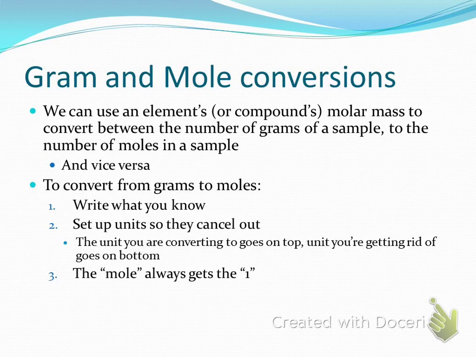This is something that's important here. The mole always gets the 1 in our conversions. Always. Because we're telling how many grams are in 1 mole of that substance. That is our molar mass. So if we look at oxygen, the molar mass of oxygen is 16. That's telling us in 1 mole of oxygen, there are 16 grams of that substance. So the mole always gets the 1 in our T-charts. The gram always gets the molar mass, which you find from the periodic table.